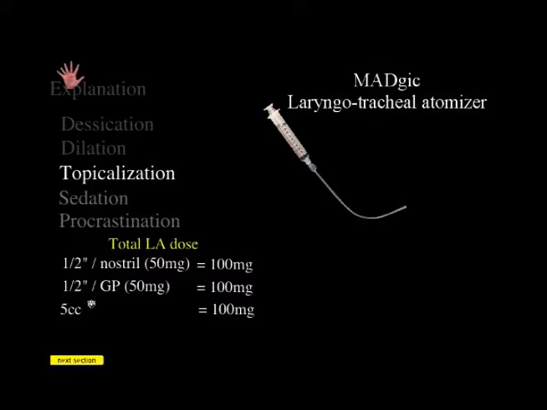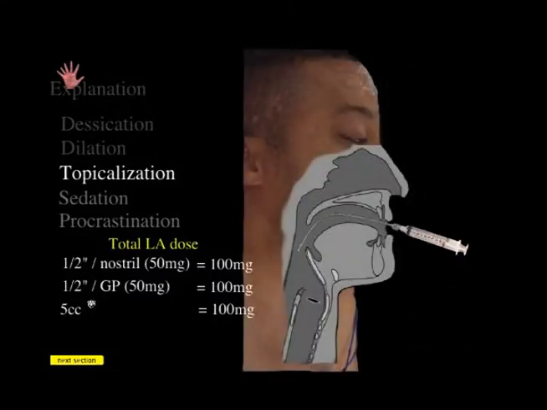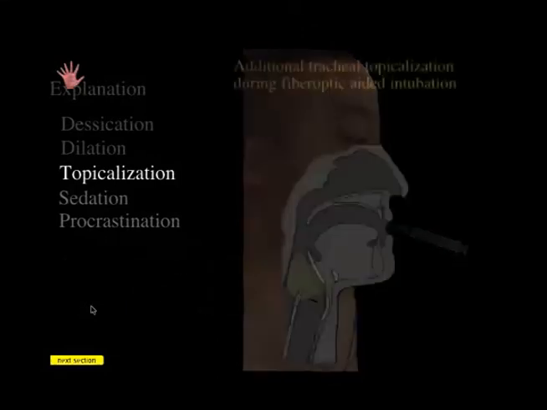Now, there are other ways to do it. Do you guys have the magic atomizer? This is a nice little device. It's a plastic tube that goes onto a syringe, and it's flexible and malleable. And this is another way to just spray lidocaine onto the cords. It's a nice little easy technique, once again holding the tongue out.